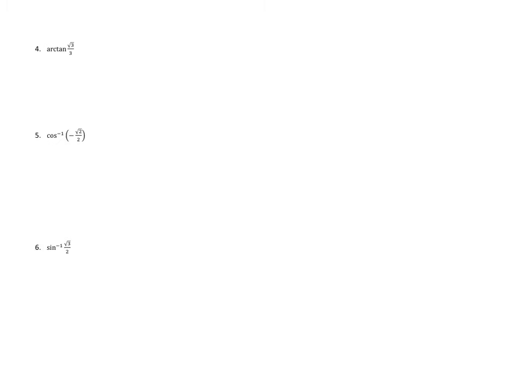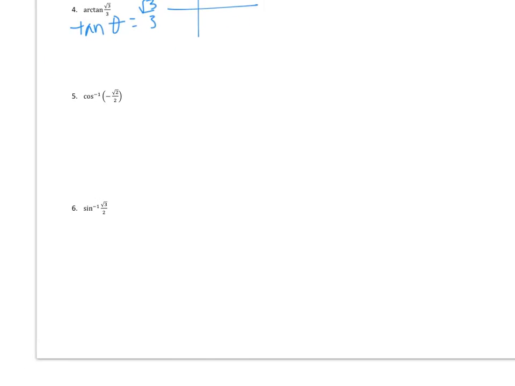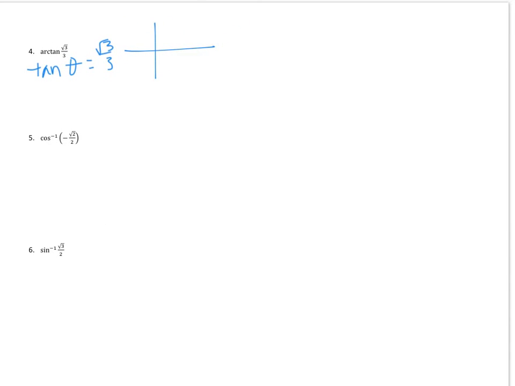Arctangent of radical 3 over 3. So tangent of what angle gives me radical 3 over 3? First of all, what quadrant are you going to land in? If I'm positive, I'm landing in quadrant 1. My only choices were 1 and 4. So I'm landing in quadrant 1.